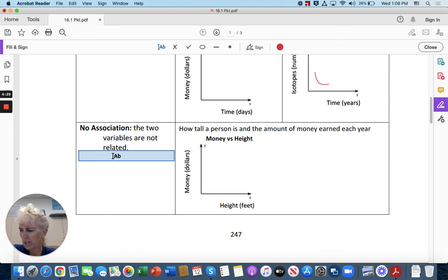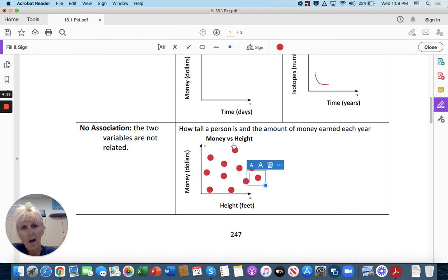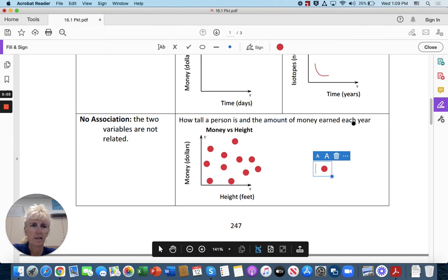The next one shows no association. The two variables are not related: how tall a person is and the amount of money earned each year. So if we took a bunch of people and asked them how tall they were, and then how much money they made, it would just be all over the place. Short people make lots of money, tall people don't make very much money. So this scatter plot would look somewhat like this. There's no pattern as to how they're related, so there's no association.